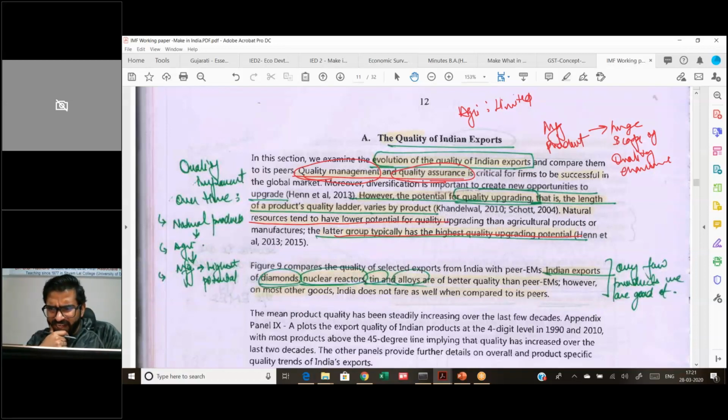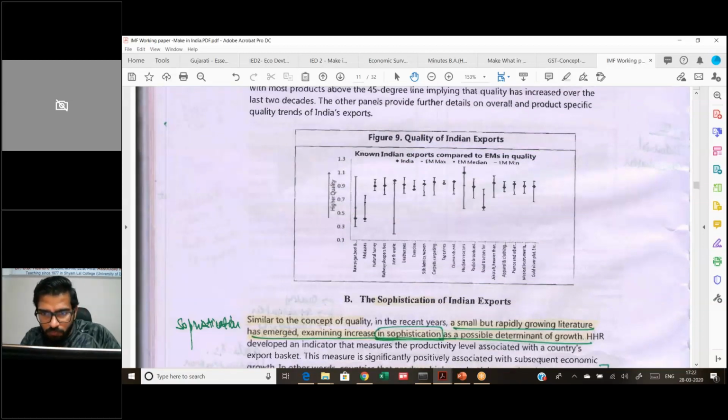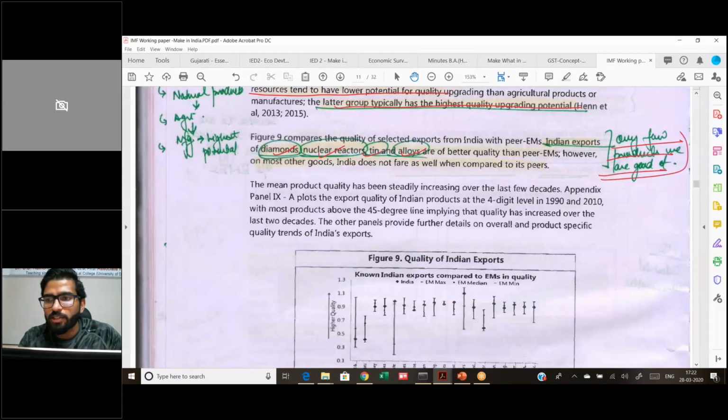Now if we see, India actually exports some good quality products, which are diamonds, nuclear reactors, tin alloys. But compared to all our contemporaries, they are exporting a much wider width of these products as compared to India. India is doing well in nuclear commodities, in diamonds, and perhaps a couple more items, whereas in all other commodities India is not doing well. So it's only a few products that we are good at in terms of quality.